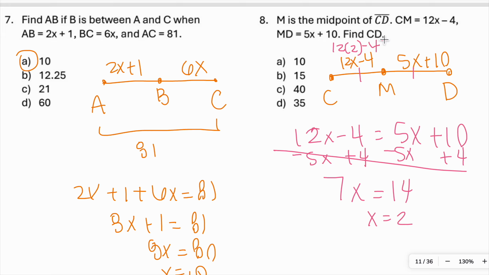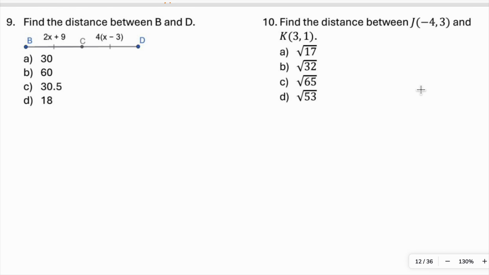4 minus 4 is 20, so that means both sides are 20. Here's 20, this is 20, and so that means C is my option for number 8. Number 9, find the distance between B and D. This is another example of a picture of midpoint.